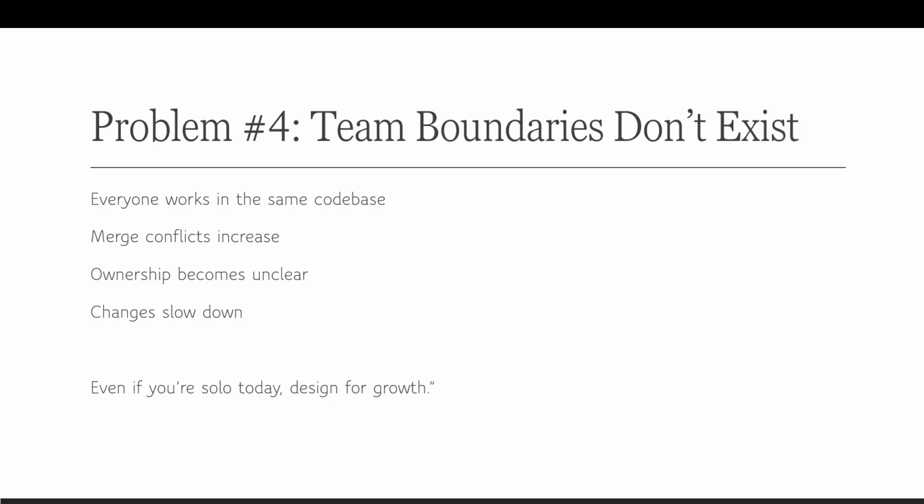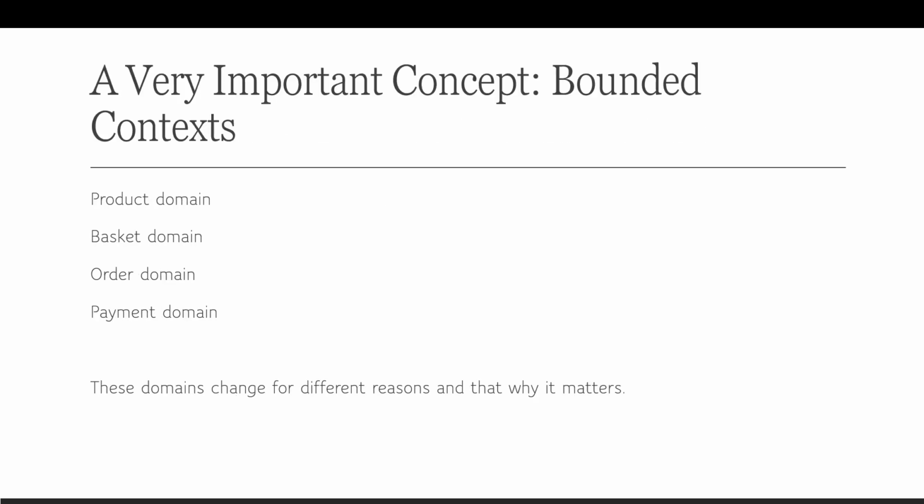The fourth problem is that there are no team boundaries. Let's say everyone is working in the same code base, and changes are done on a specific file, so there are more chances of merge conflicts, and ownership itself becomes unclear because everyone is working on every area. So change itself slows down. If you are solo today, design for growth. If you have boundaries, you can assign one team to focus on that boundary and other teams to focus on other boundaries.